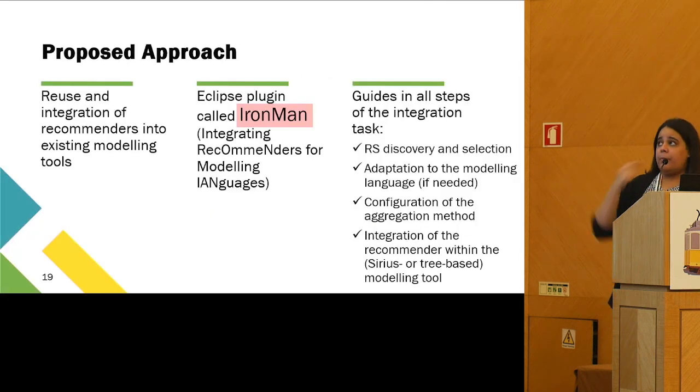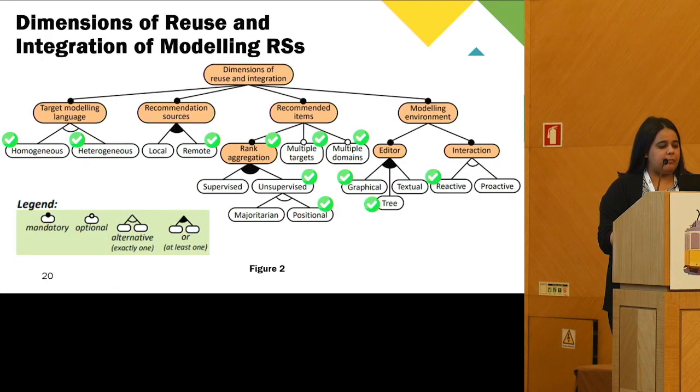So our proposed approach is an Eclipse plugin called IronMan, which means integrating recommenders for modeling languages. It's for the reuse and integration of recommenders into existing modeling tools. IronMan guides you on the discovery and selection of recommender systems, adapting to different notation if needed, configuration of the aggregation methods for how you're going to re-rank the recommendations, and finally the deployment on, for the moment, Sirius and tree-based modeling tools.